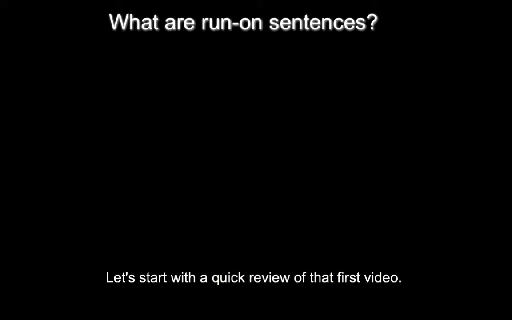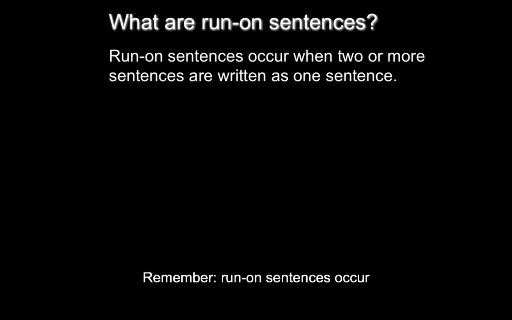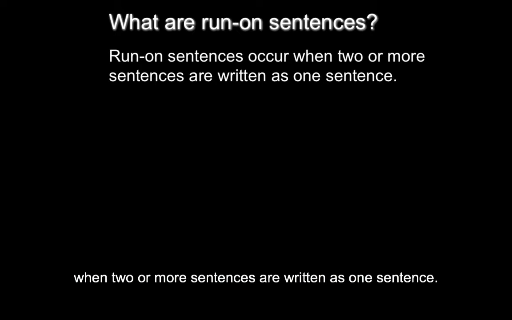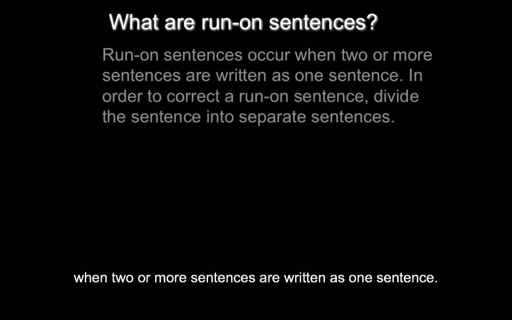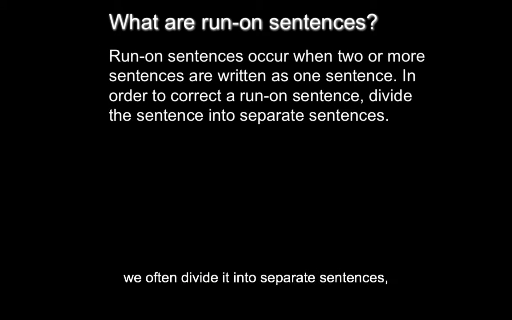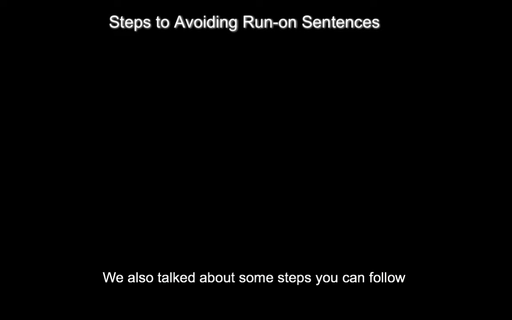Let's start with a quick review of that first video. Here's the definition we looked at. Remember, run-on sentences occur when two or more sentences are written as one sentence. In order to correct a run-on sentence, we often divide it into separate sentences, and that's what we're talking about in this video. We also talked about some steps you can follow to help in identifying run-on sentences, which is not always easy to do.